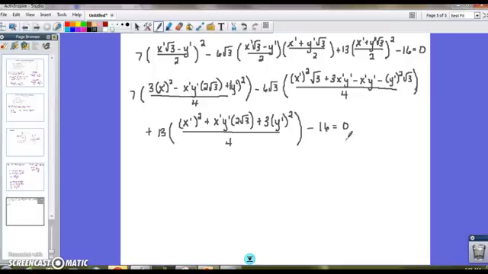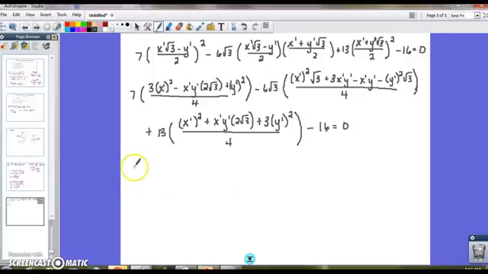Okay, so what I'm going to do then is go through and just clean this up a little bit. I'm going to multiply through by 4 to get rid of those denominators and make everything a little bit easier. And I know it looks like a huge mess right now, but I promise you it's going to clean up nicely as we go here.